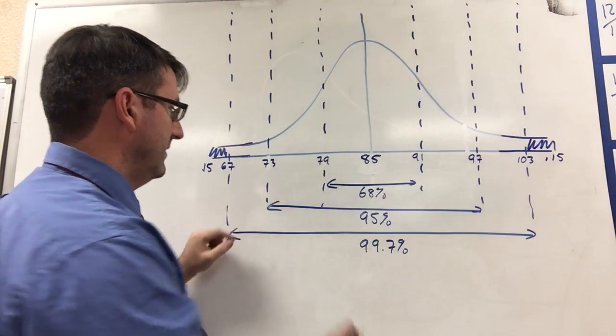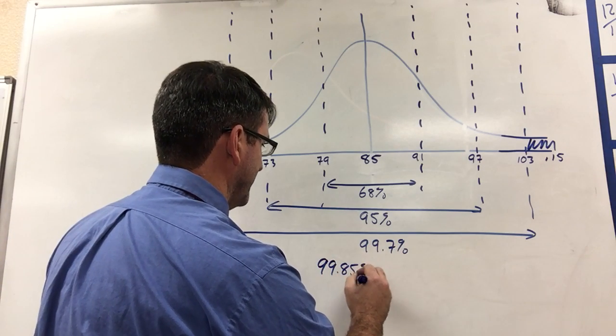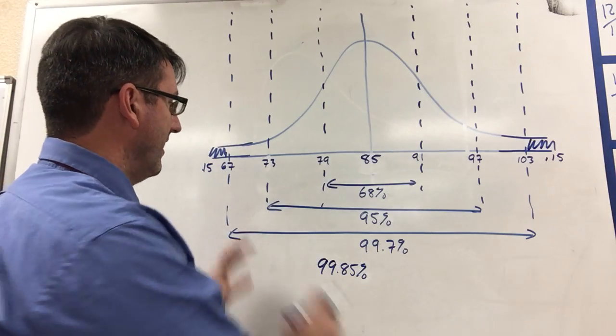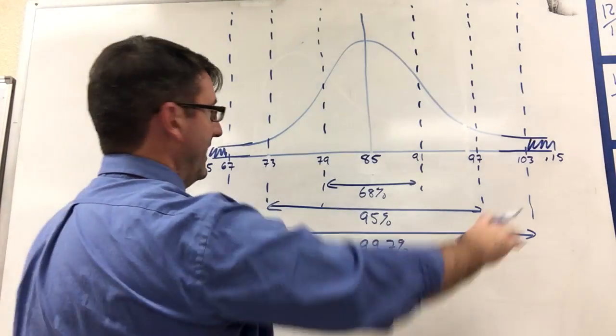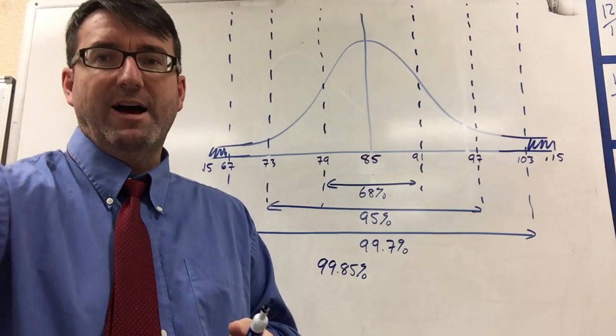And so that's going to be 99.85%. 100% minus that 0.15 are going to be greater than 67. So the answer is 99.85%.